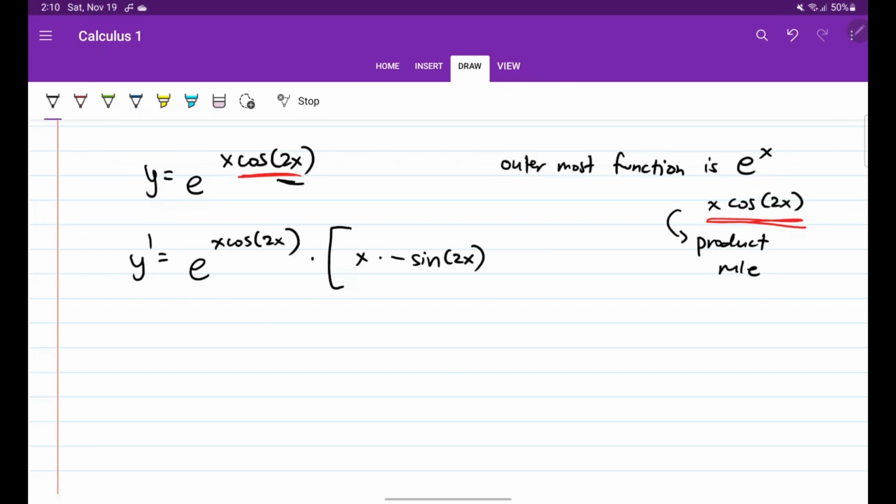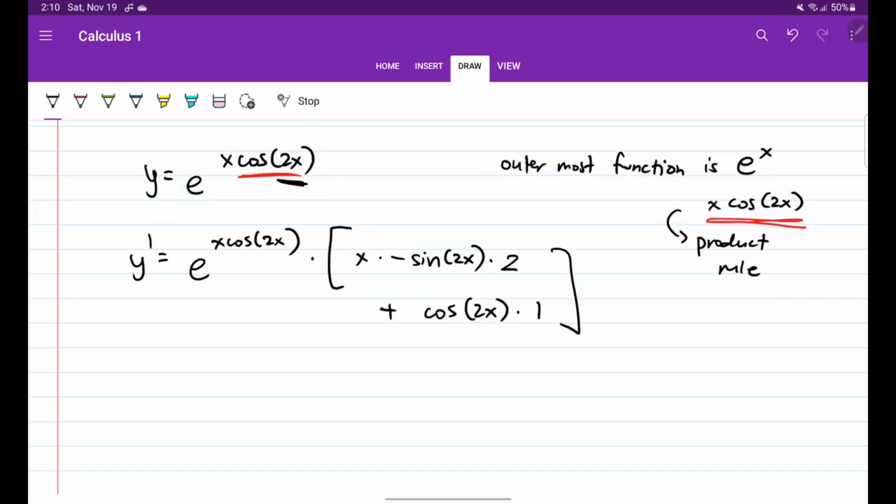Pero, cosine 2x here is another composite function. So, multiply natin ulit yung nasa loob. So, that is times 2, derivative ng 2x. Plus, cosine 2x times derivative ng x is just 1.